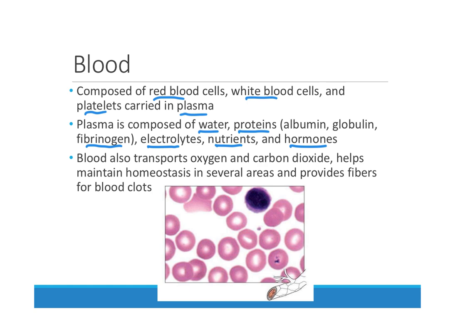Along with blood's role in transporting oxygen and carbon dioxide, it is also important for maintaining homeostasis in body temperature and pH and several other important areas. And the fibrinogen mentioned up above provides the protein fibers that allows us to form blood clots, working in conjunction with platelets.